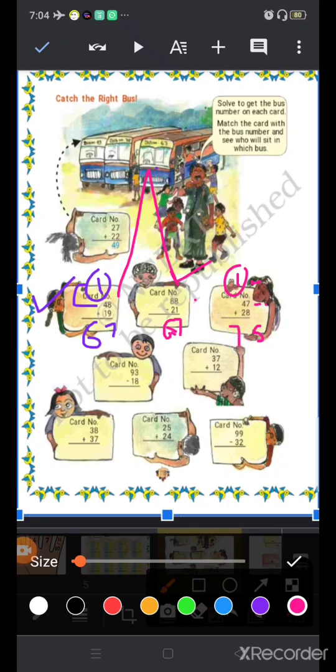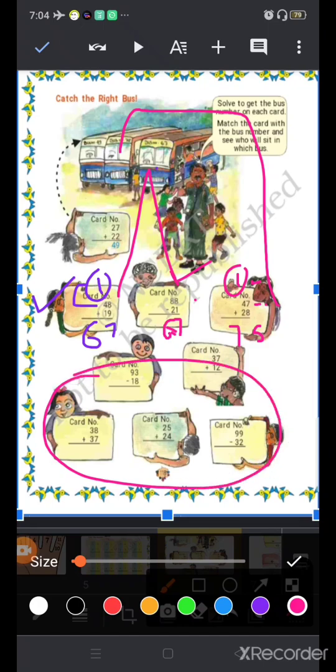So this card is matched with which bus? This card will match with bus number 75. So we'll match like this. Rest of the cards, addition and subtraction, you will do yourself and then match these cards with the bus. Okay, you will solve these sums and then what you will do? Match these cards with the bus number.